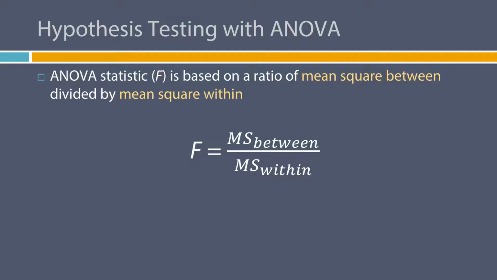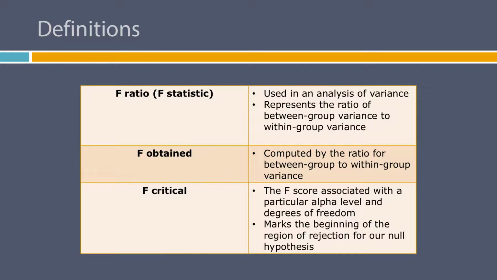If we want to find a significant relationship, we want to find a very large F ratio, meaning that the between mean square is much larger than the within mean square. Another way of saying it is that the between variation is much larger than the within variation. So this F value represents the ratio of between group variance over within group variance.